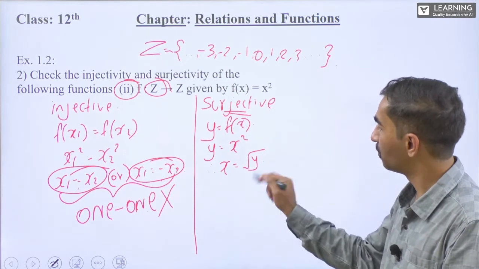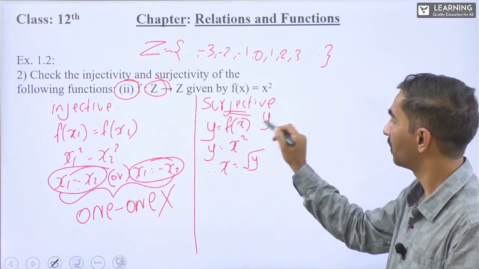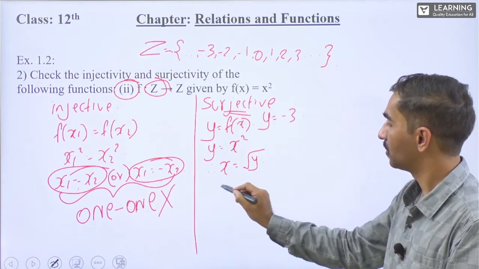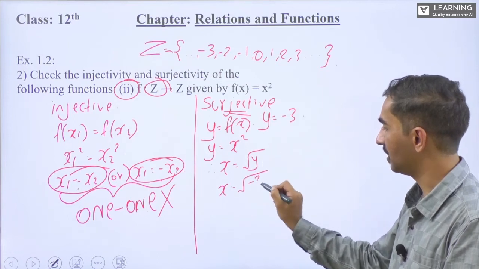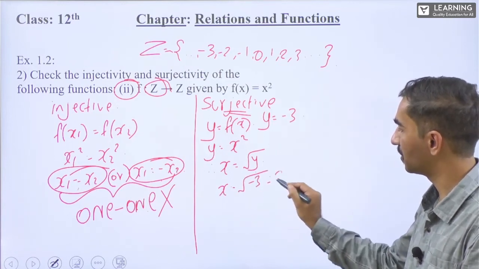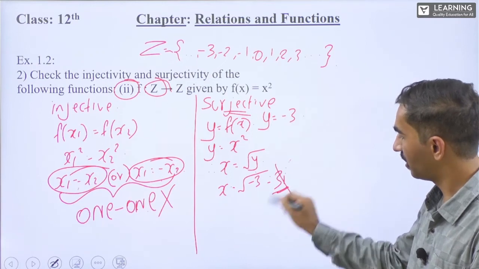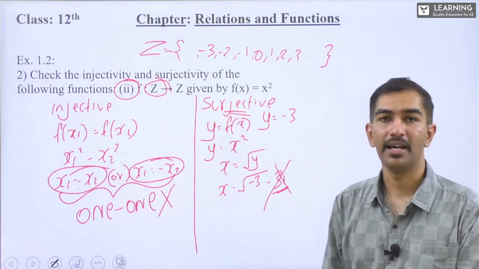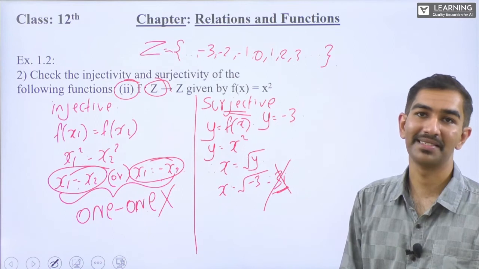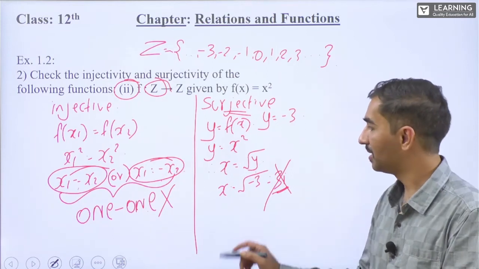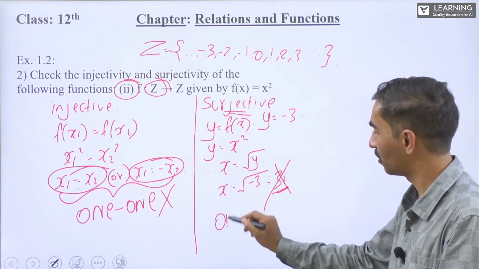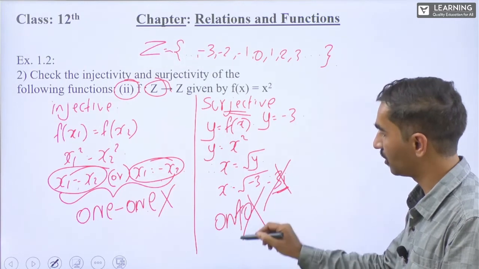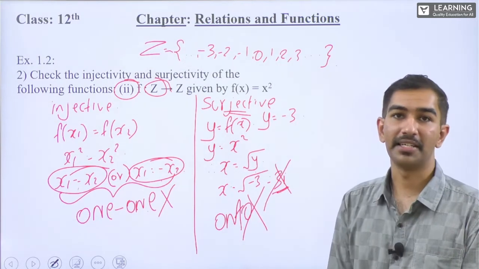Now put y is equal to minus 3, because it is a set of integers. So x will be equal to root of minus 3. Okay, what is root of minus 3? Which is equal to 3i. And this is not an integer. It is an imaginary number or a complex number. Correct? So therefore it is not an integer. Therefore we can tell it is also not an onto function, or we can tell it is not surjective.